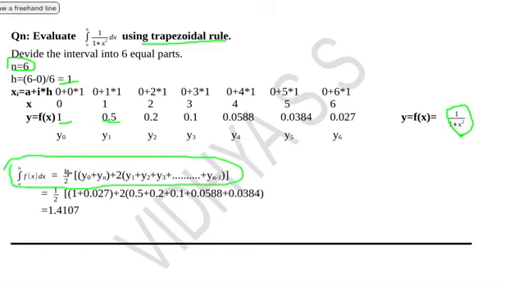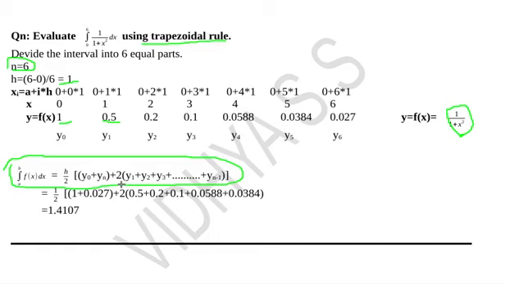My equation is h by 2. I have got the value of h as 1 by 2 into, take the first term and the last term. First term y0 is 1 and the last term y6 is 0.027. So 1 plus 0.027. So next is 2 into sum of all other terms. 2 into y1 plus y2 plus y3 plus y4 plus y5. First and last term I have taken in the initial step.